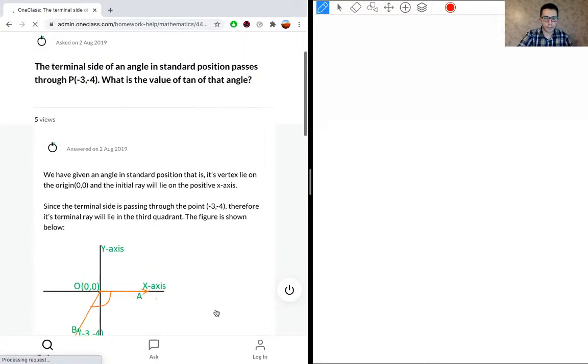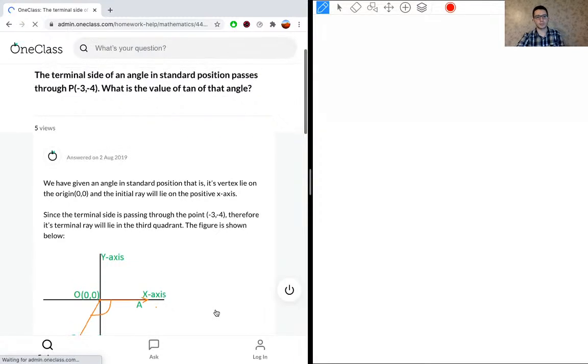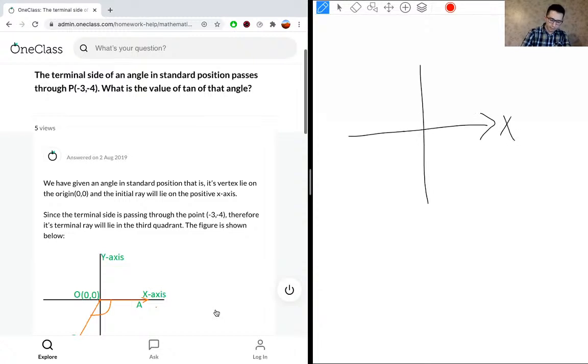Okay, so the next question is asking us: the terminal side of an angle in standard position passes through the point -3, -4 on the xy plane. What is the value of tan of that angle? So let's draw out the plane here. We have x and y, and we have the point -3, -4. And we want to know what is tan theta.